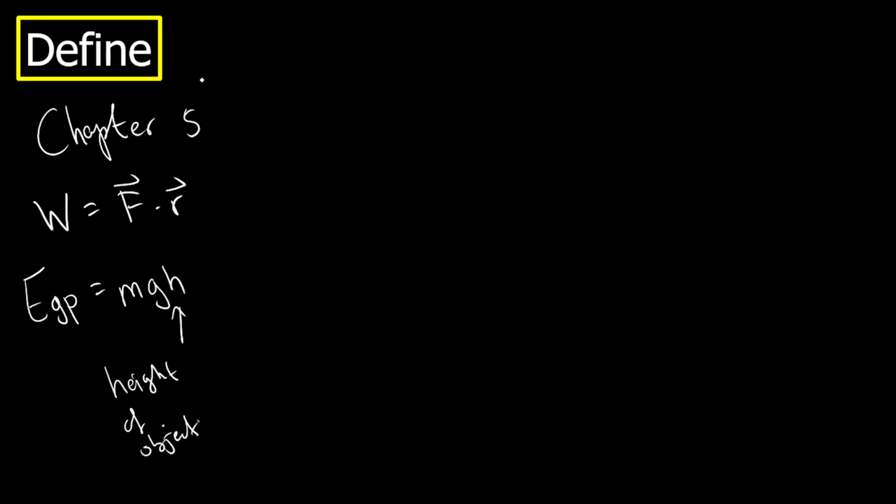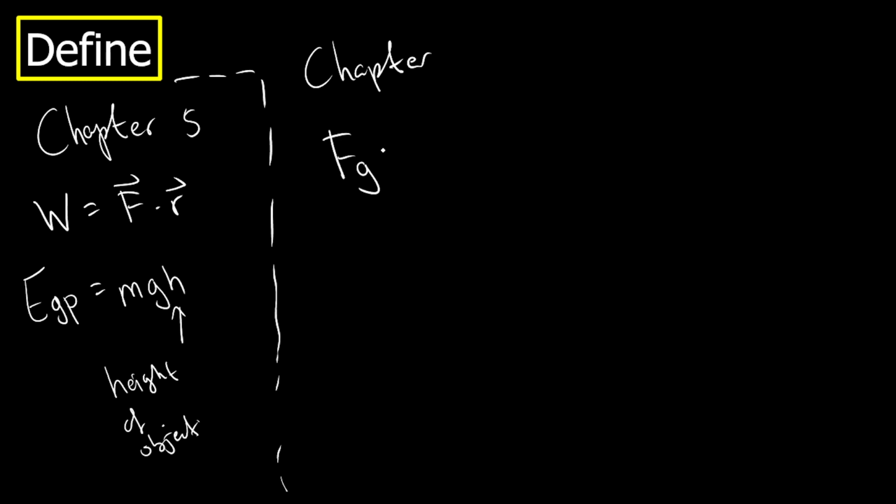Now, fast forward into chapter 7, where we learn about Newton's law of gravity. Newton's law of gravity tells us that the gravitational force is equal to G m1 m2 over r squared. Now these are very different equations, because one talks about simply the height and the mass of the object, whereas the other one talks about the product of the masses of the interacting bodies and the distance between them.